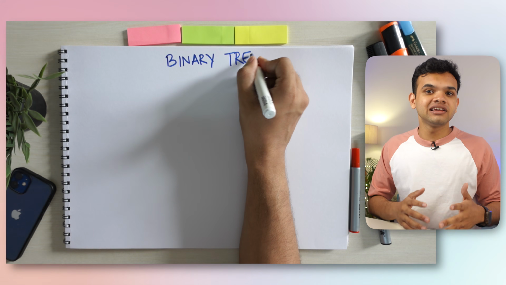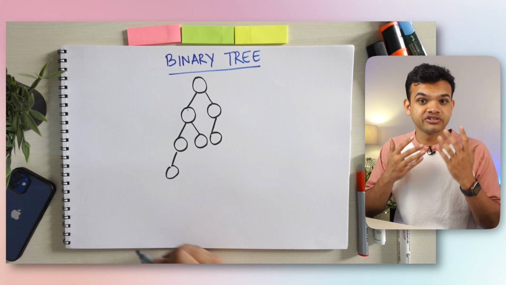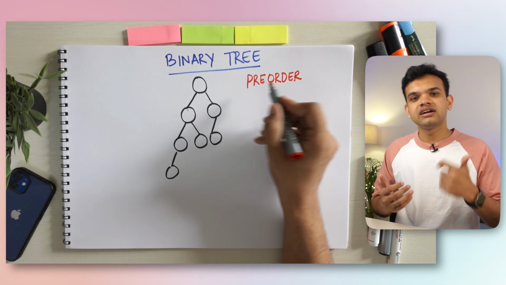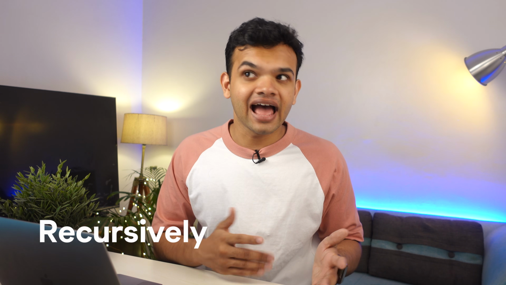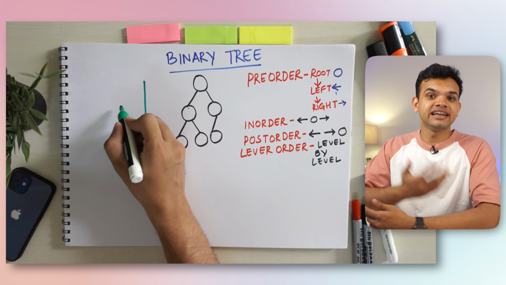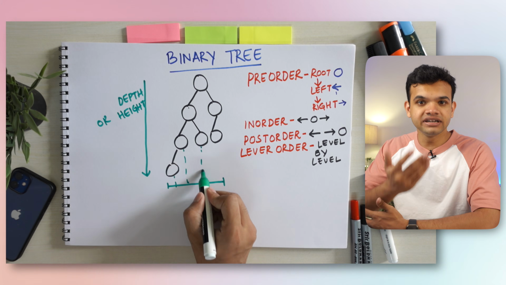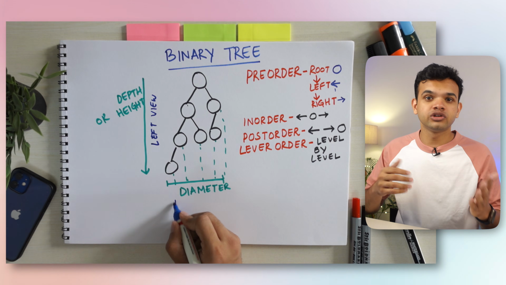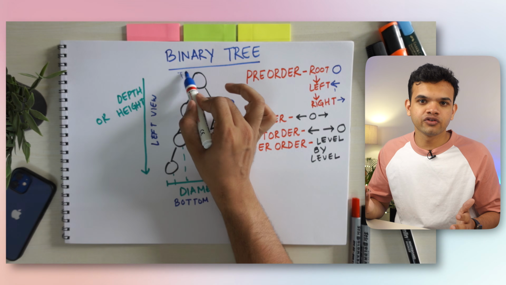Moving on to non-linear data structures, trees, specifically binary trees. So you should know all the ways to traverse a binary tree, that is pre-order, in-order, post-order, level order, and you should be able to write them recursively as well as iteratively. You should know how to find the depth of a tree, how to find the diameter of a tree, how to find the left view, the top view, the bottom view, and the right view of the tree. You should be able to mirror a tree and copy a tree.